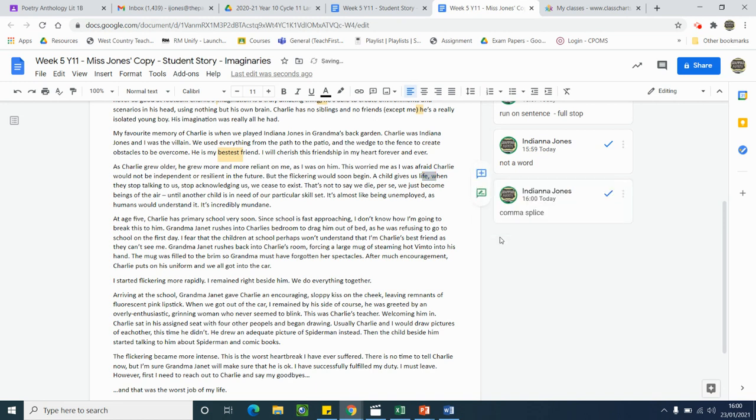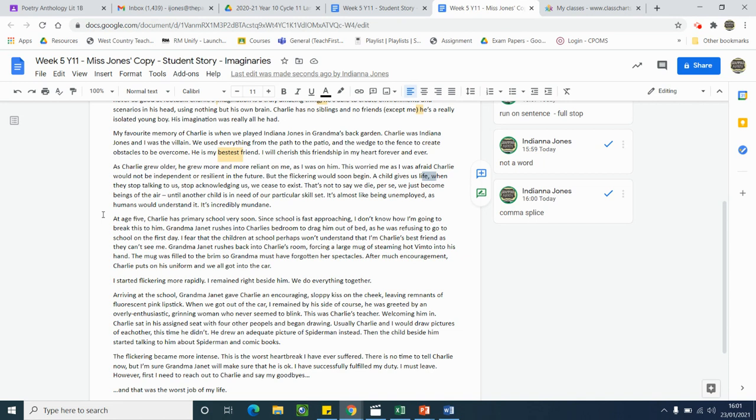A child gives us life. And then this is a subordinate clause. "When they stop talking to us, we cease to exist" is the main clause there. So that's correctly punctuated up to there. This is really good use of vocabulary here, and then a really good use of a dash there to separate that last clause and really focus the reader on it: until another child is in need of our particular skill set.